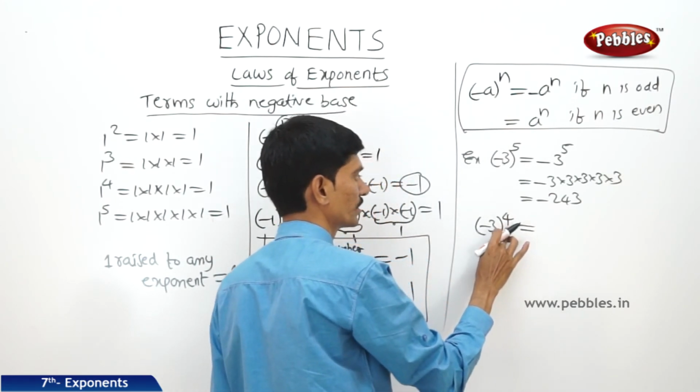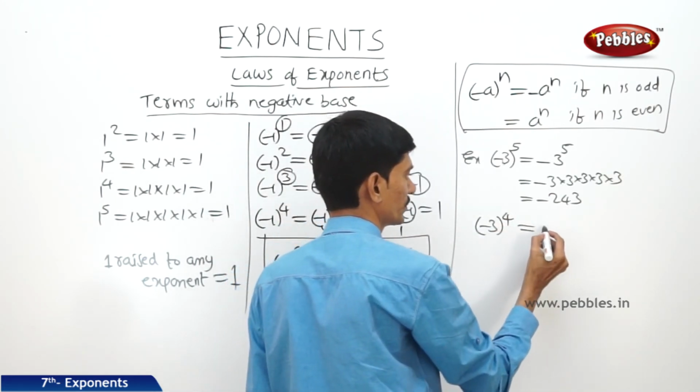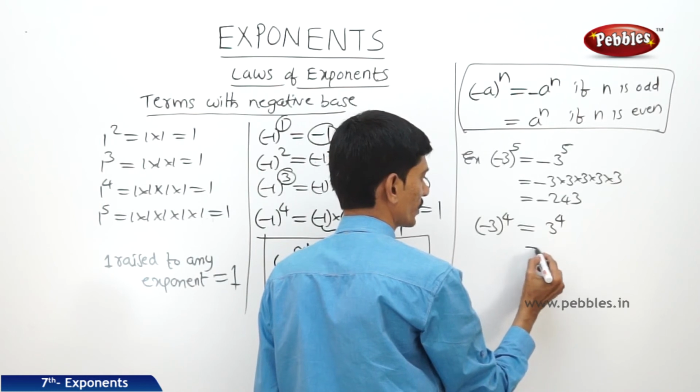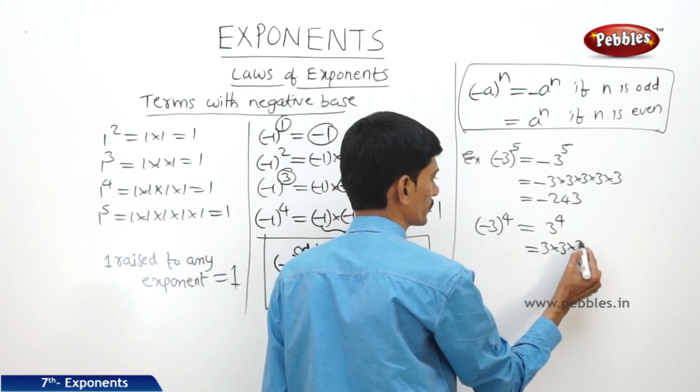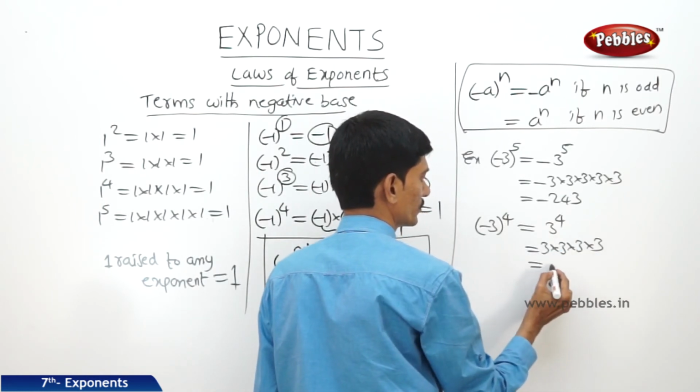If minus 3 whole to the power of plus 4 is there, then here the exponent 4 is an even number, so we take 3 to the power of 4, that is 3 into 3 into 3 into 3, that is 81.